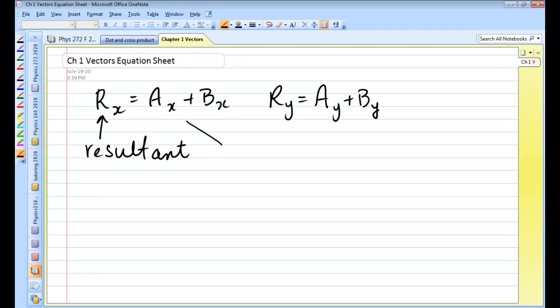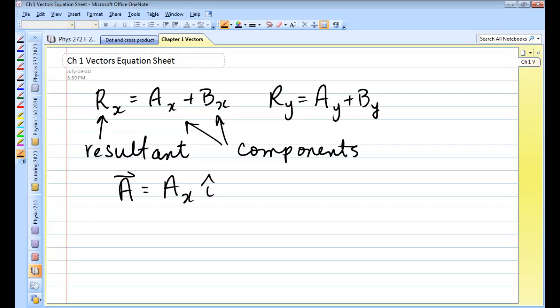Ax and bx, these are the components of the two vectors that you are adding. Now remember, these components, they're just numbers. Okay, they don't have directions, they're just numbers, either positive, negative, or zero. Okay, and the way that you write a vector is in terms of its components.